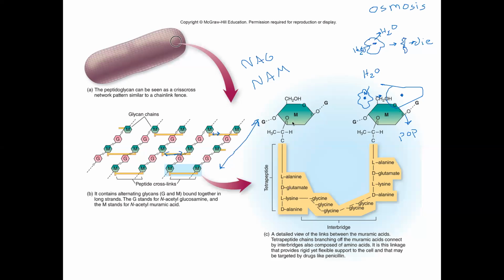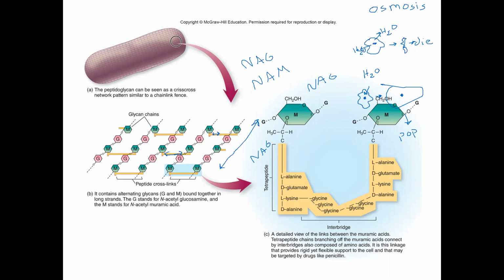So there's a NAM, there's another NAM, and the NAMs are connected by this stretch of protein. And then the NAGs are going to be on either side. There'd be a NAG up here, and there'd be a NAG over here. So NAG, NAM, NAG, NAM, NAG, NAM, all the way over and over again.